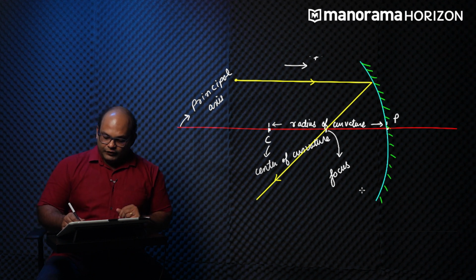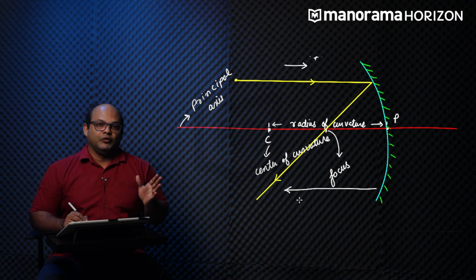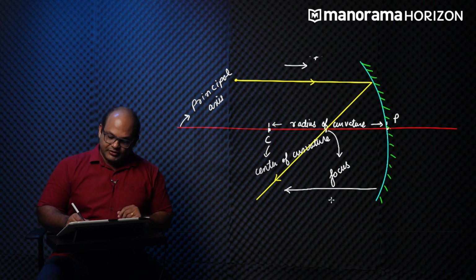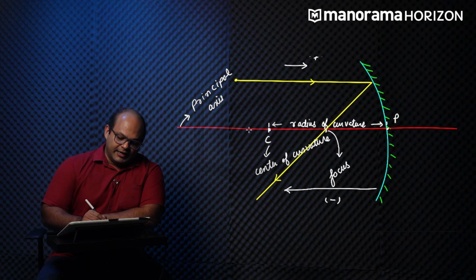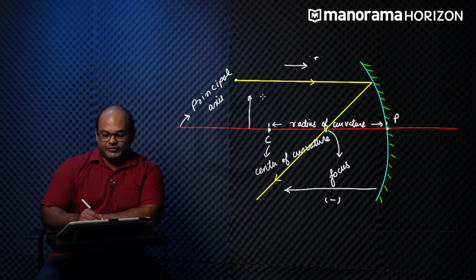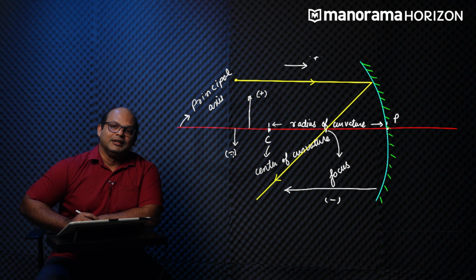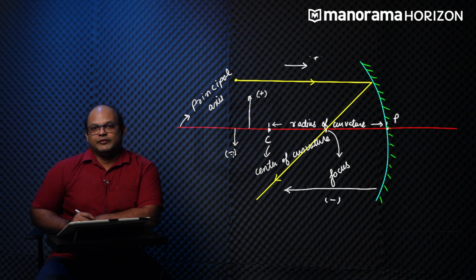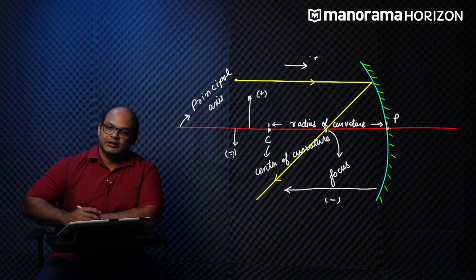So a ray of light which is traveling after reflection from the mirror in this direction is traveling in the opposite direction of the incident light. So this distance is considered to be negative. Also, any distance which is going upwards from the principal axis is considered positive, and any distance going downwards from the principal axis is considered negative. This is the sign convention that we will follow for all ray diagrams for any type of mirror in this course.